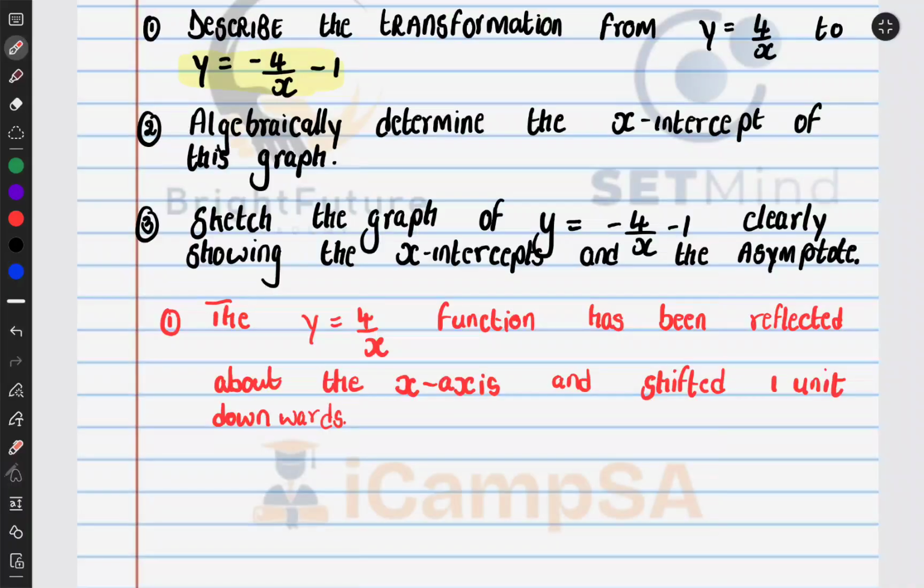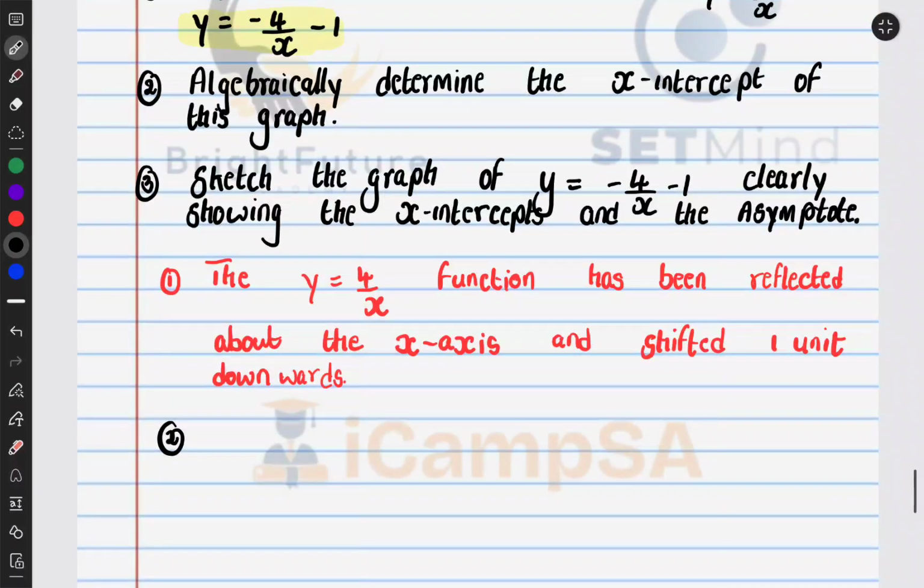Okay, and then algebraically determine, for number 2, the x-intercepts of this graph. To find the x-intercepts, what do we do? We have to equate y to 0.